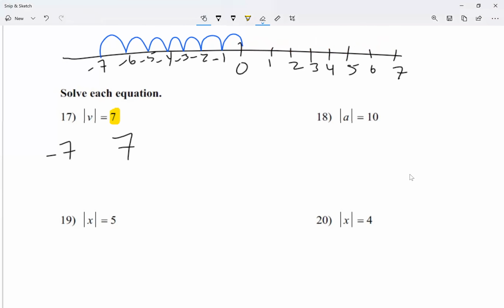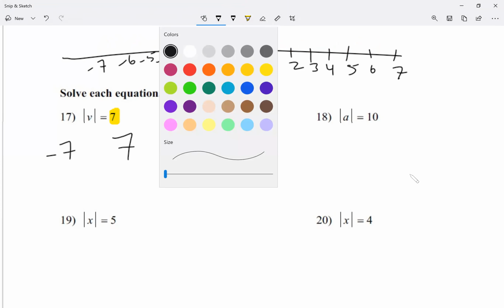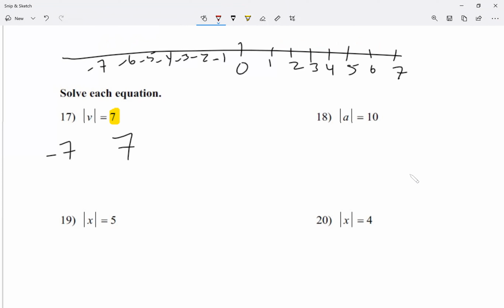Let me take a look at question number 19. I'll come back to number 18 in a minute. Okay, this distance is 5. Okay, what if I went to the left? So here's 0. What if I went to the left? 1, 2, 3, 4, 5. If I go to the left, it's -5. Okay, what if I went to the right? Okay, from 0, let me count my spaces. 1, 2, 3, 4, 5. My other value is +5.